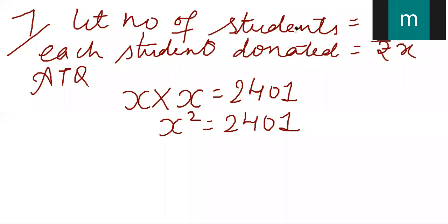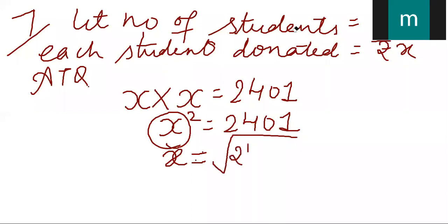Here we have to find out x now. So what will be x here? If x square is equal to 2401, then x will be square root of 2401. Now we will find out the square root here. ठीक है, x square 2401 है, that means it's a square number. तो x क्या आ जाएगा? Square root of 2401. Now we'll do the prime factorization here.